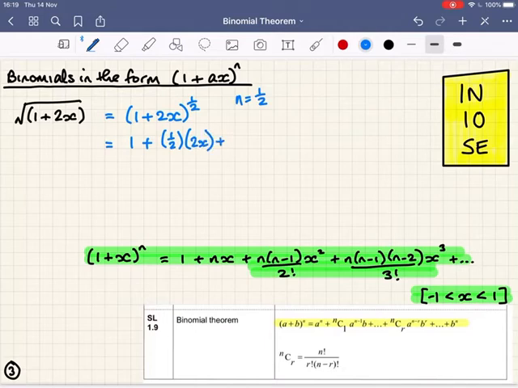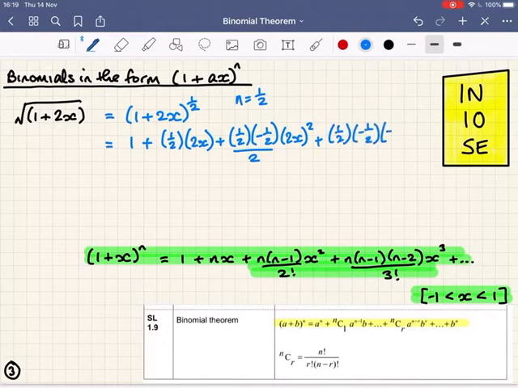Then it's going to be n times n minus 1. So a half multiplied by minus a half, because a half subtract 1 is minus a half, and this will be all over 2, and then I've got my 2x all squared again. And then the next term, keeping going, a half times minus a half, and then subtract another 1 makes that minus 3 over 2 this time. And then this will be over 6, or 3 factorial, and then I'll have 2x all cubed on the top, and then plus dot dot dot.